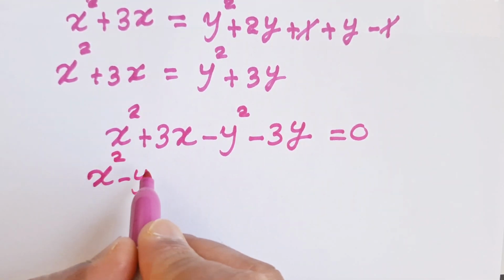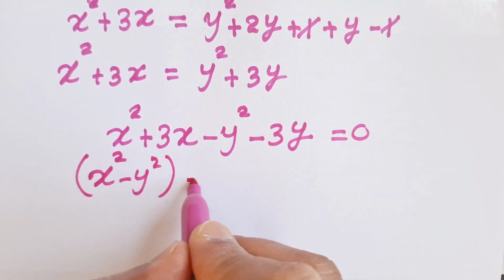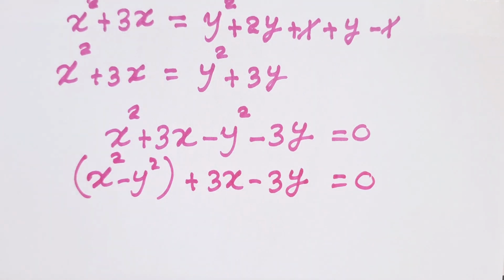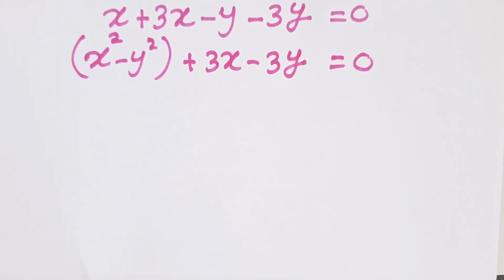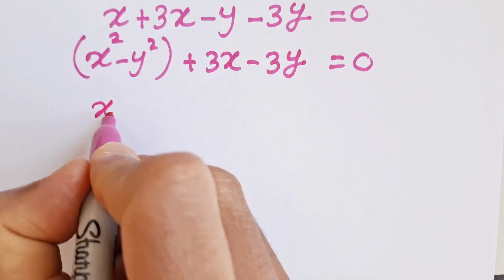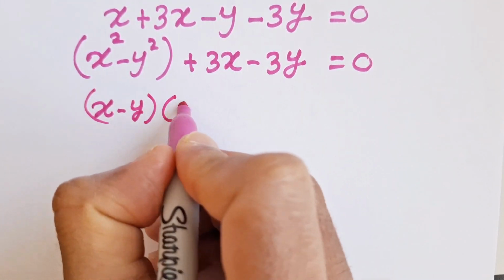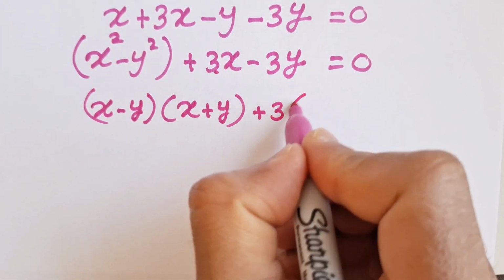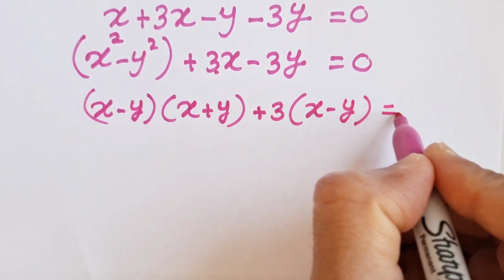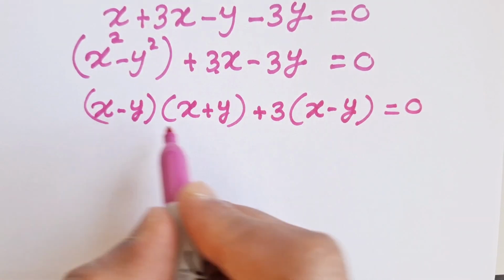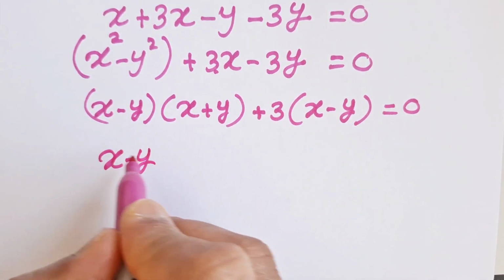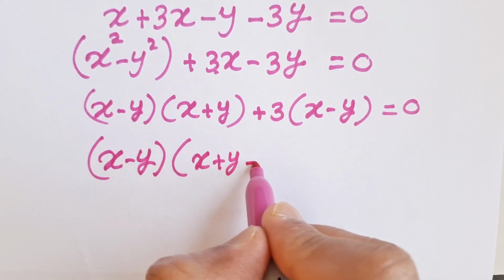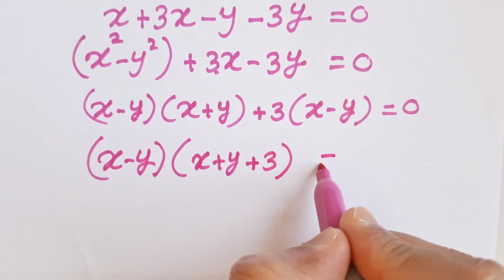Now we have x squared minus y squared plus 3 times x minus 3 times y equal to 0. Now I can factorize the left hand side. x squared minus y squared can be written as x minus y times x plus y. Here 3 is the common factor. Then inside the parentheses we have x minus y. Now x minus y is the common factor for the whole expression. I'm going to take it out from the parentheses. Then inside the parentheses we have x plus y plus 3, which is equal to 0.